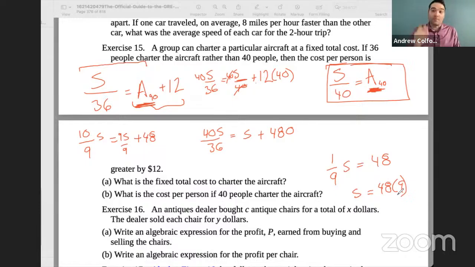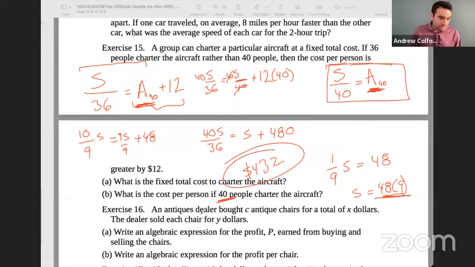But the setup really is the most important part. And so whatever this equals, 18 less than 450 is 432. So that's the fixed total cost. And then, of course, the cost per person with 40 people, we just divide that by 40. Any questions on that? It's a doozy.